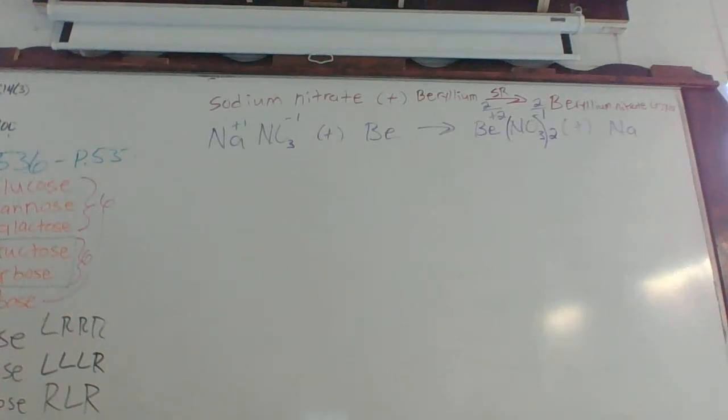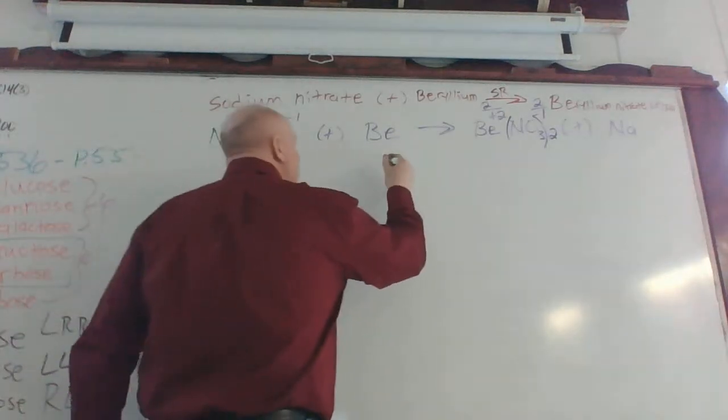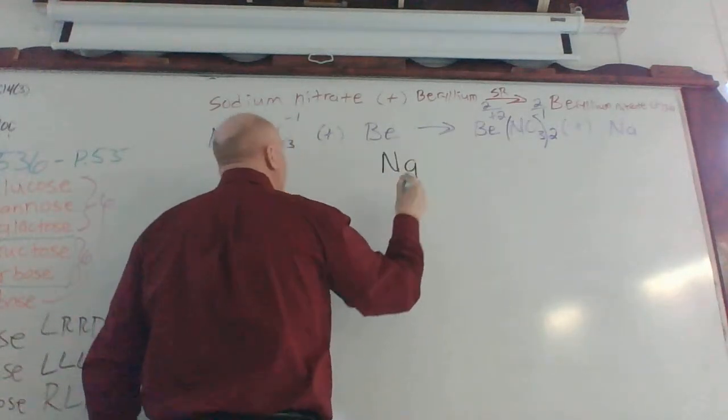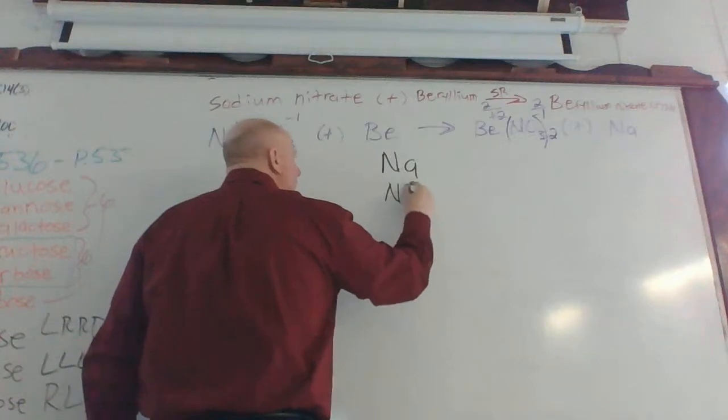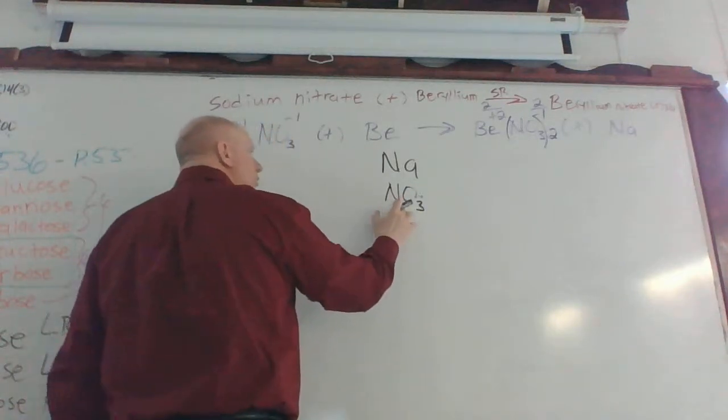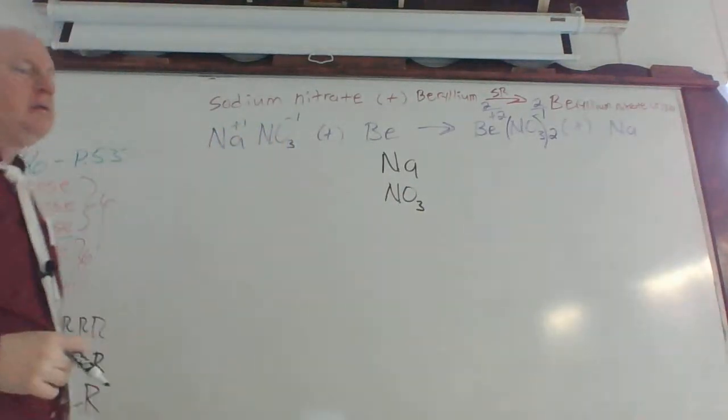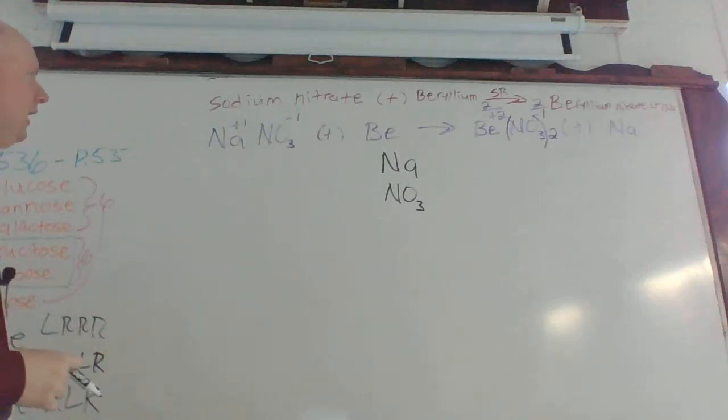Now we've got our equation ready to go to be balanced. Okay? Because now all the charges will add up to 0. So we've got some sodium, we've got the nitrate ion, and usually it works out a lot easier to just keep your polyatomic ions together.